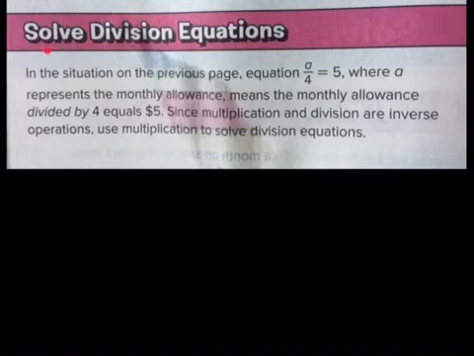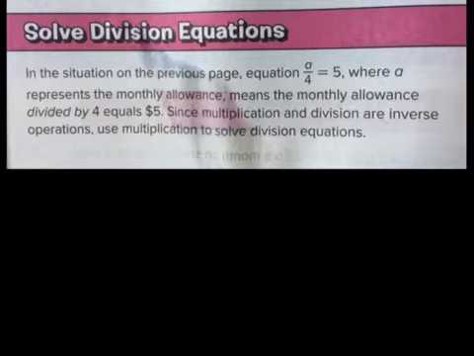So the main idea for solving division equations: in the situation on the previous page, the equation is A, which is our allowance, divided by 4 equals 5. Because we said 1/4, and when we take any number and divide it by 4, we get 1/4 of it, which was 5. A represents the monthly allowance, divided by 4 because we want one part of 4, and it's 5. Since multiplication and division are inverse operations, use multiplication to solve division equations.